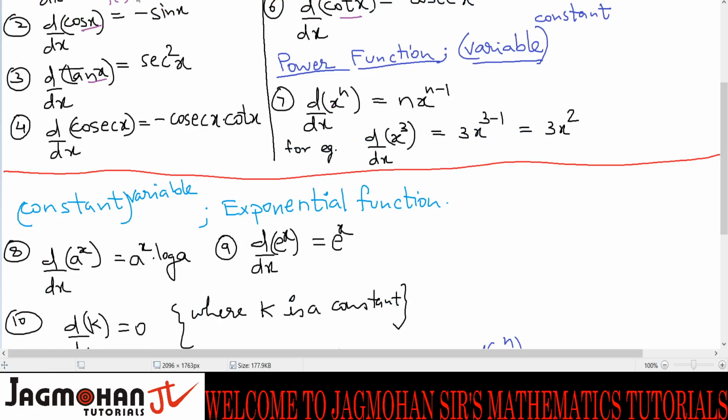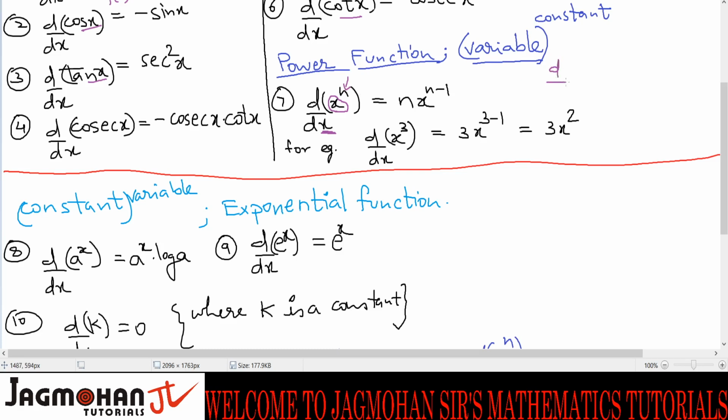Now this power function is variable raised to constant function. This is x raised to n. Now here this x is referred to as variable, whereas n is a constant. Now why I call x as a variable? Because we are differentiating with respect to x. So this is now variable raised to constant.